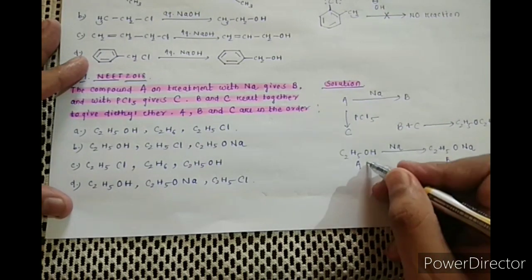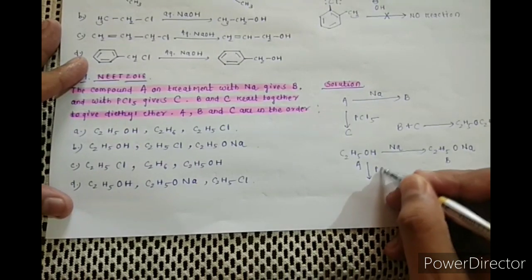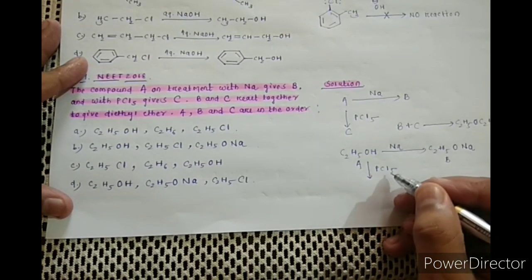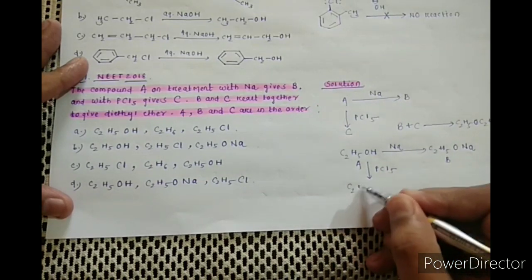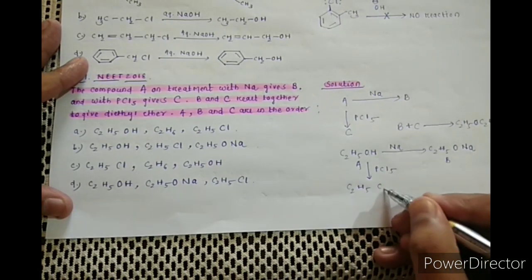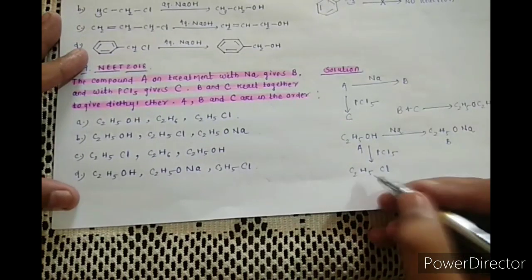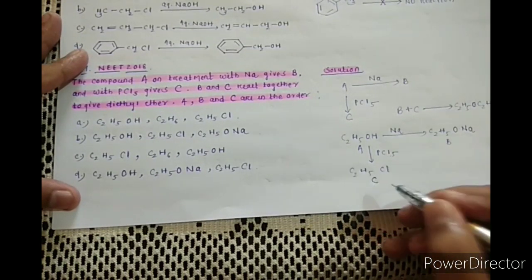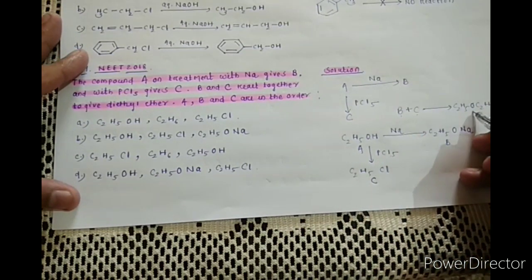And when this A reacts with PCl5, you know that this is a chlorinating agent. What happened? The OH group is replaced by Cl. Then what will you get? C2H5Cl you will get. Now this C2H5Cl is C. Now B and C react together to give this one.